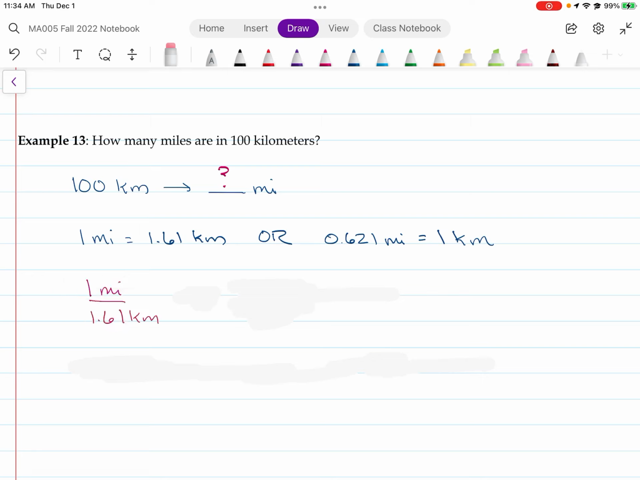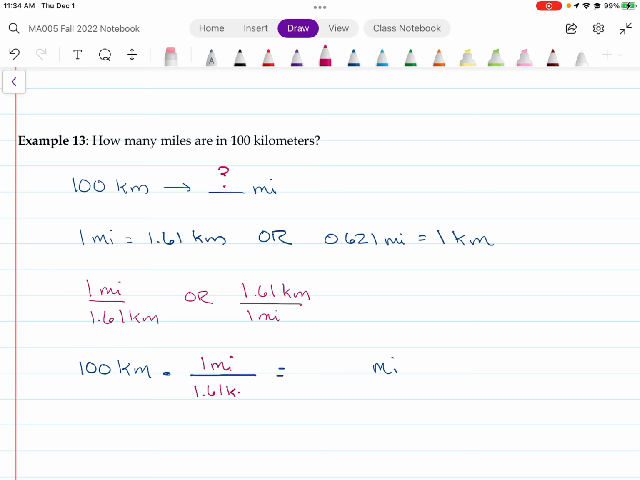My conversion factors are either 1 mile per 1.61 kilometer or 1.61 kilometer per 1 mile. Setting up our math equation, we have to choose one of them. We want kilometers to cancel, so I'm going to pick the first one, 1 mile per 1.61 kilometer. How do I know I did it right? I check to make sure the kilometers cancels. Now I'm going to divide 100 by 1.61, and I get 62.11 miles.